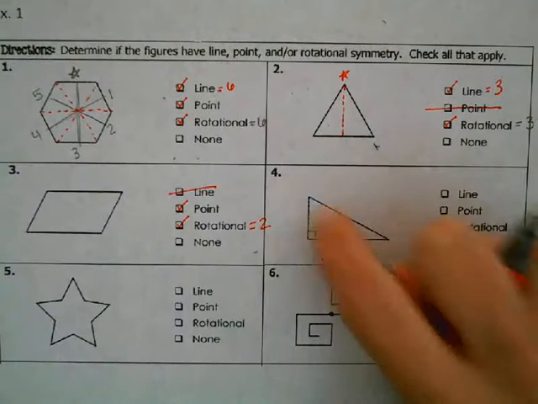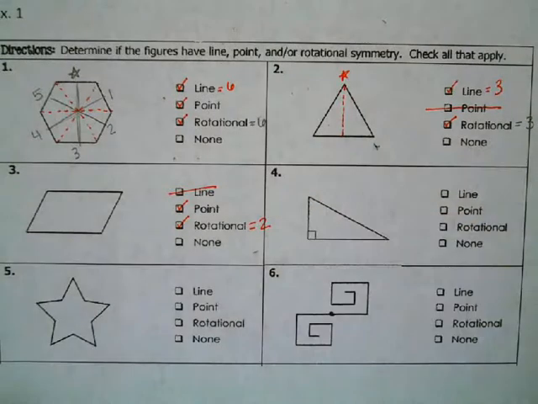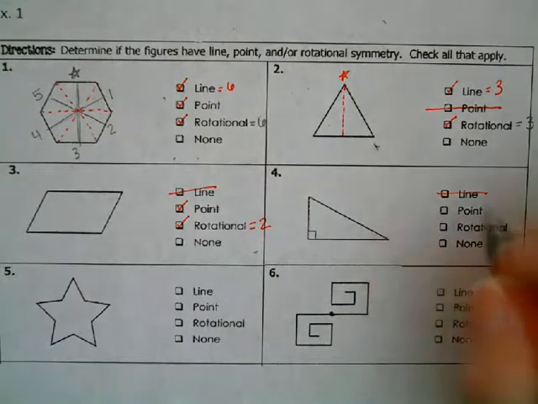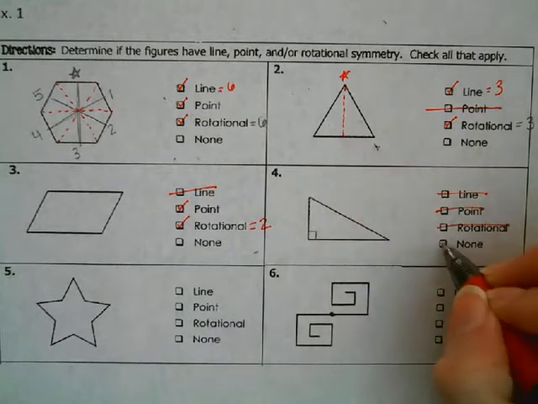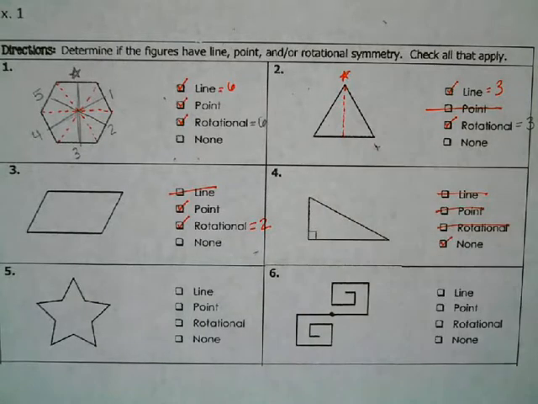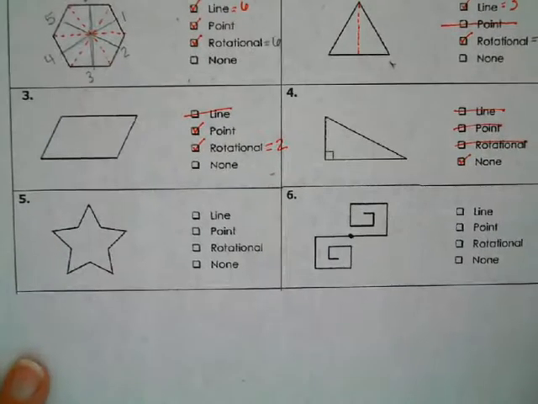Alright, line symmetry. If you drew a line anywhere on this problem, would it ever map onto itself? No. Will this picture look the same upside down? Nope. Can you rotate it and it land on the other side? Nope. So this has no symmetry at all.